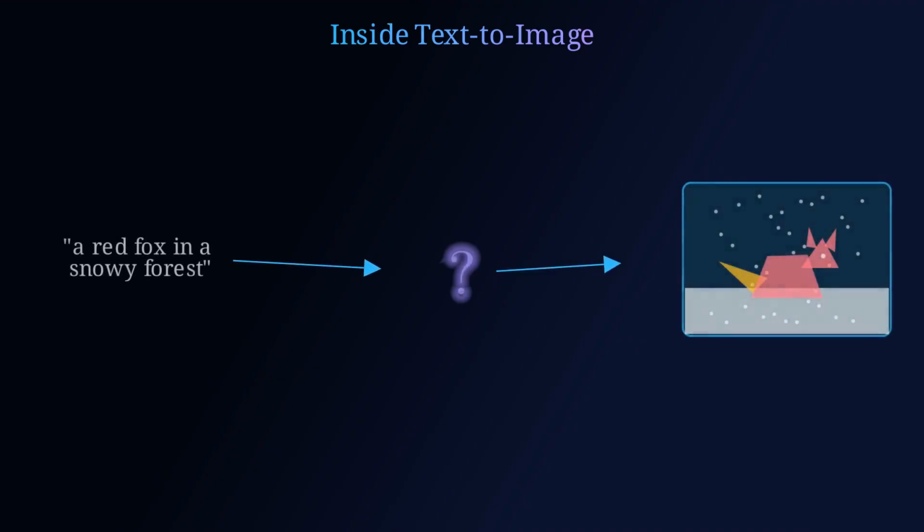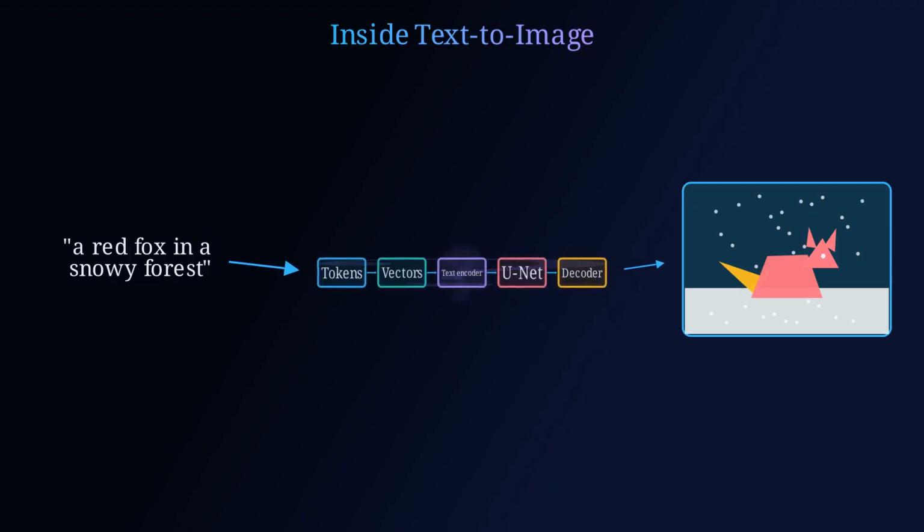So the next time a picture materializes from a sentence, you'll see past the magic to the machinery. Words become numbers, numbers become meaning, meaning steers a slow climb out of noise, and a decoder unpacks the result into something you can finally see. That's text to image, end to end.